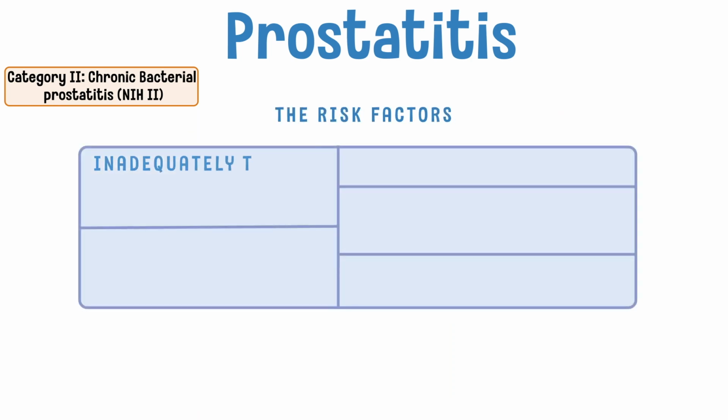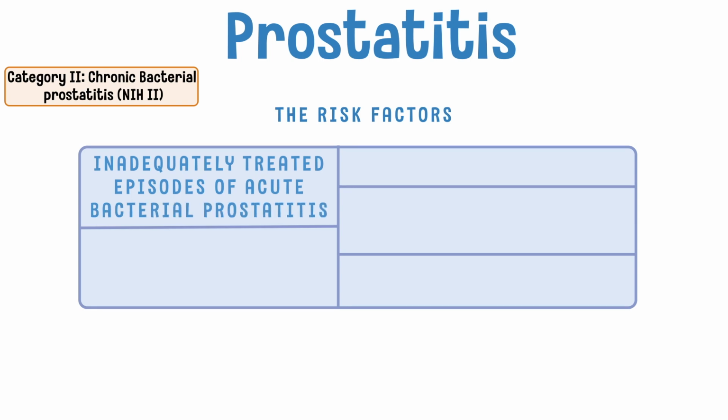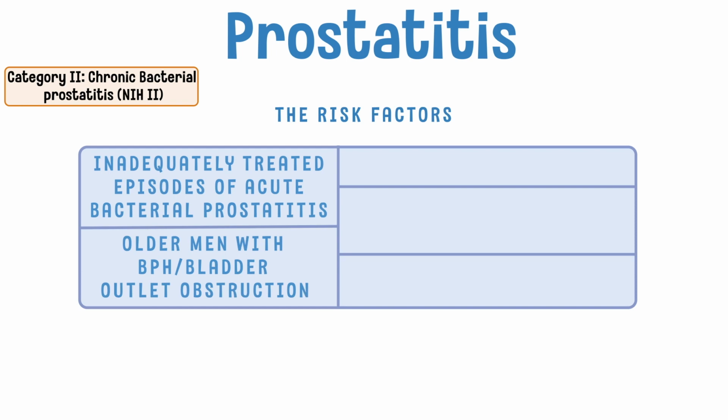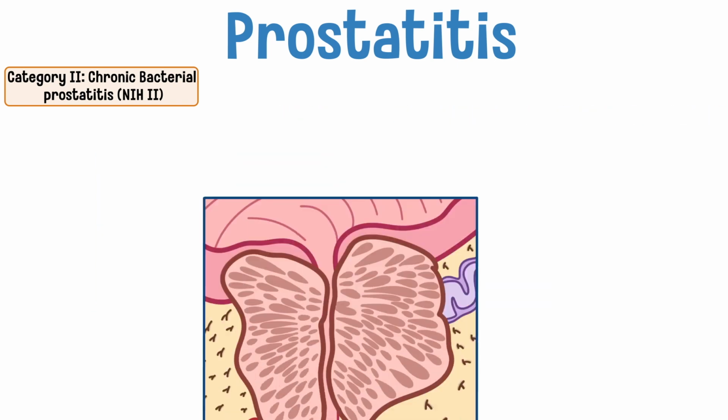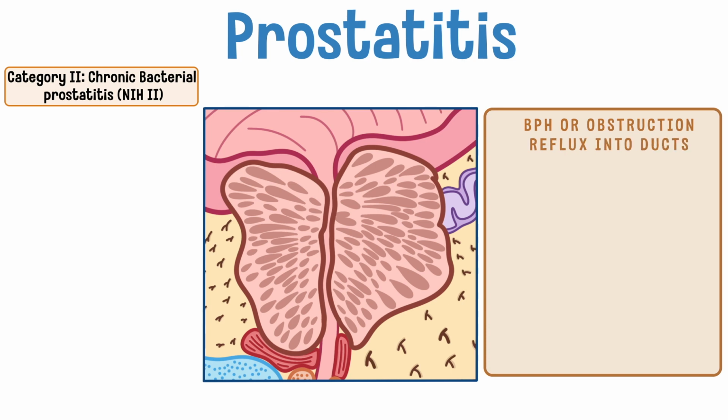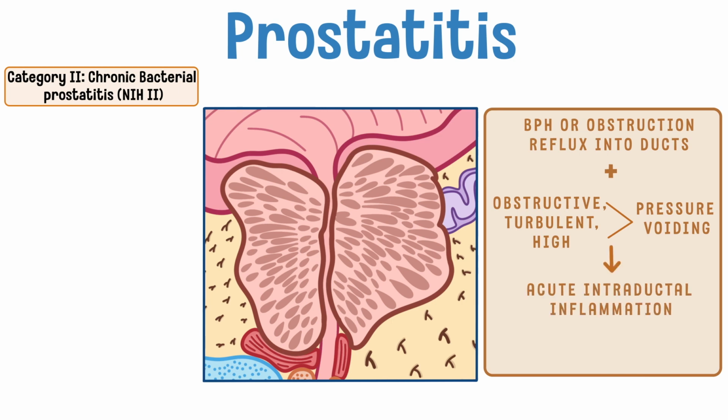The risk factors include inadequately treated episodes of acute bacterial prostatitis, older men with benign prostatic hyperplasia or bladder outlet obstruction, urethral strictures, urethral catheterization, possibly reduced sexual activity with resulting prostatic congestion. In terms of pathophysiology, with progressive benign prostatic enlargement, obstruction causes reflux into the prostatic ducts. Obstructive turbulent and high-pressure voiding, combined with intraprostatic duct reflux, leads to acute intraductal inflammation.